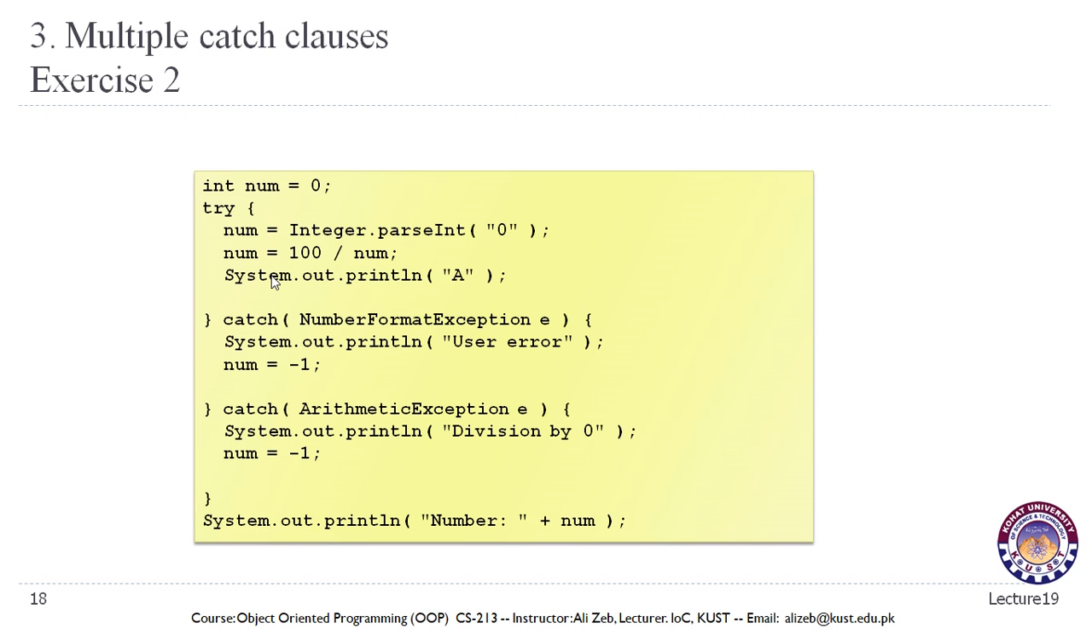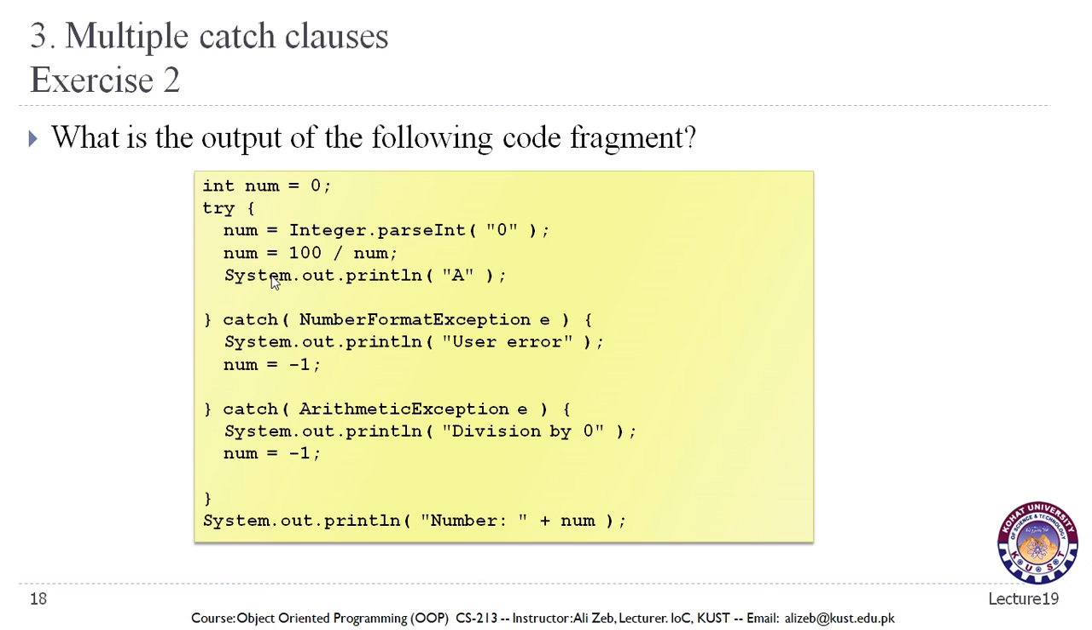Now you can look at this exercise and try to find the output of this code. You can see we are trying to convert a string to a number, then we are trying to divide a number by that number, and the kind of exceptions that we are trying to catch. You can run the program and see the output.